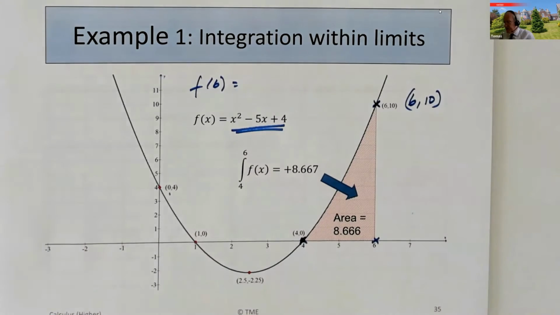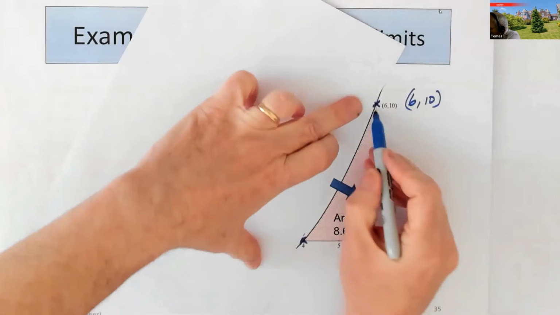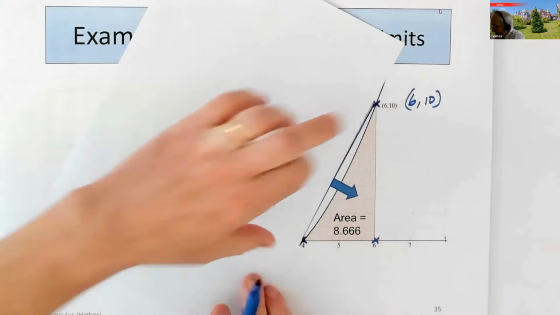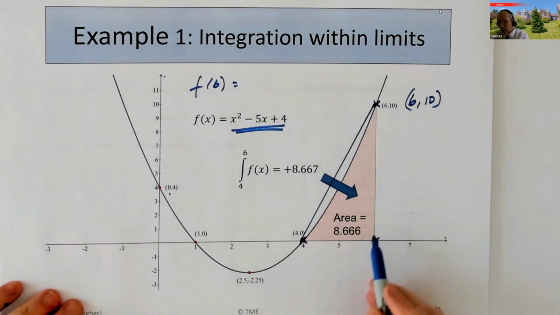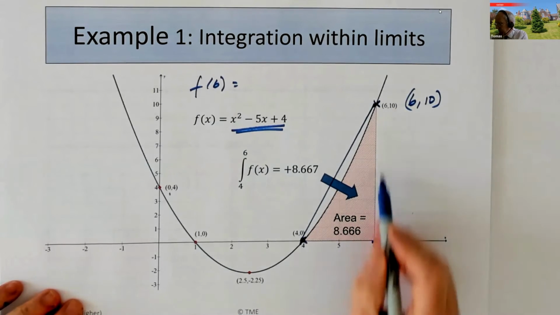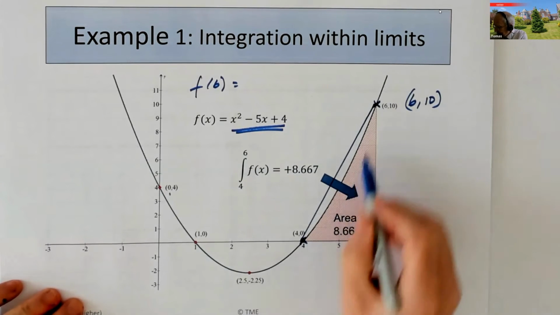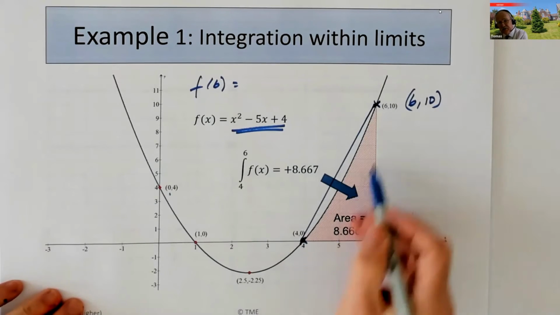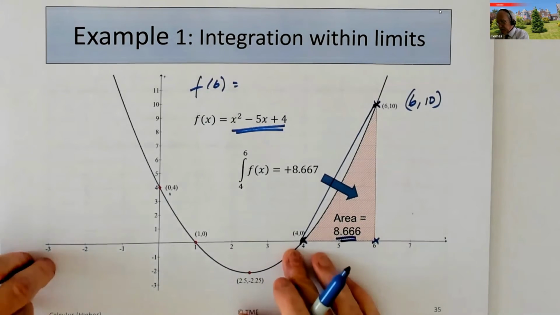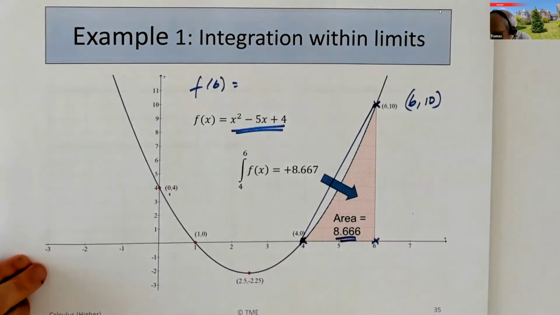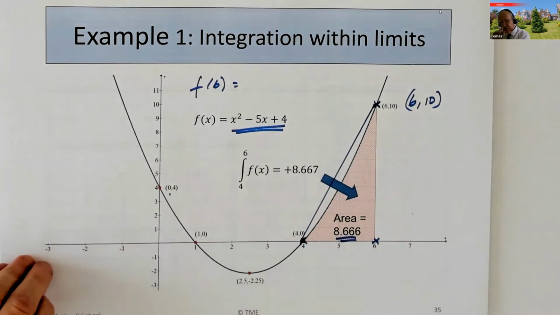Now, it's not quite as big as a triangle. If it was a triangular piece, I'd say it's 2 squares by 10 up. So half the base by the perpendicular height would be 1 by 10, which would be 10. It's not as big as 10 because you can see there's a bit missing there because it's a curve. So 8.66 looks right. So that's the integration with limits, and that's a really useful thing about integration. Integration allows us to find out the area under a surface. Hugely valuable.